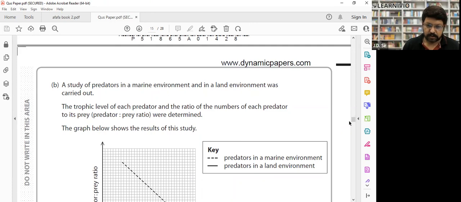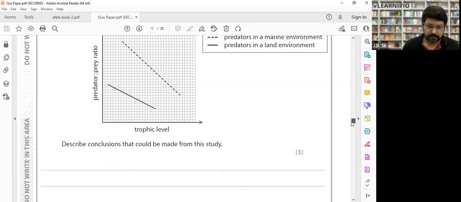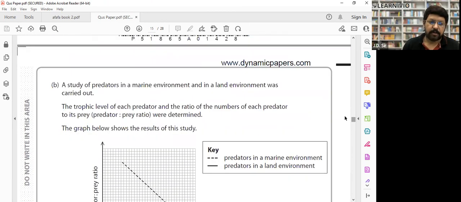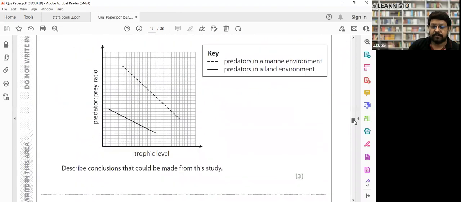The graphs on the results they study. Describe the conclusion that you can make. Chalo, let's do this question. A study of predators in marine environment and island environment was carried out. The trophic level of each predator and the prey predator ratio were determined. The graph is shown below. The broken line is predators in marine environment, and this straight line is predators in the land environment.